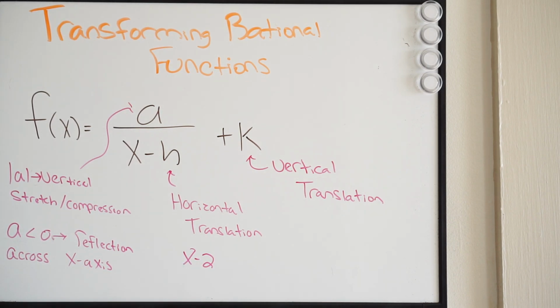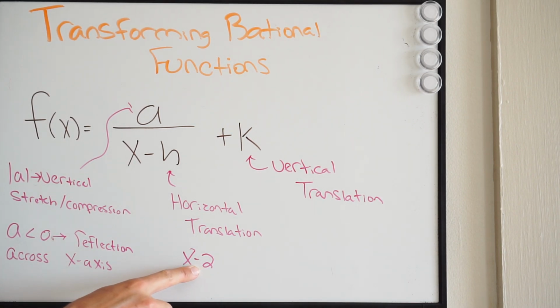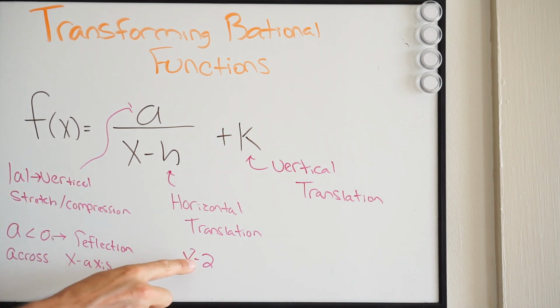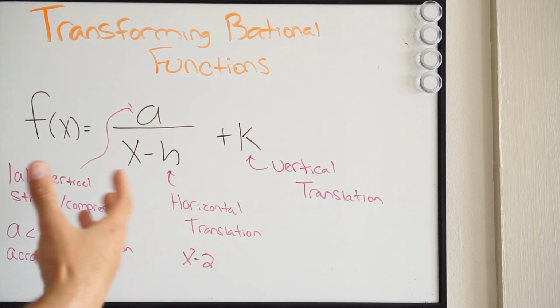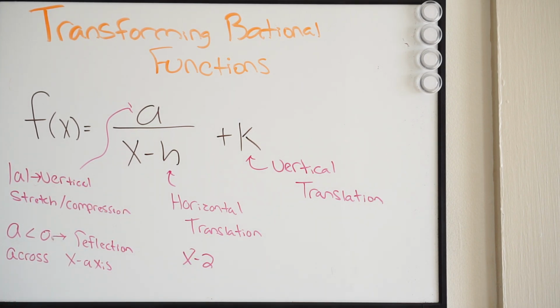Looking at that, you may say to yourself, that's going to be a horizontal translation to the left, because it's negative. But remember, it's always opposite of what you think. I plugged in a 2. It says negative 2 here, but I'm really going to the right, because you plugged in a positive 2. So it always looks opposite of what it actually is.